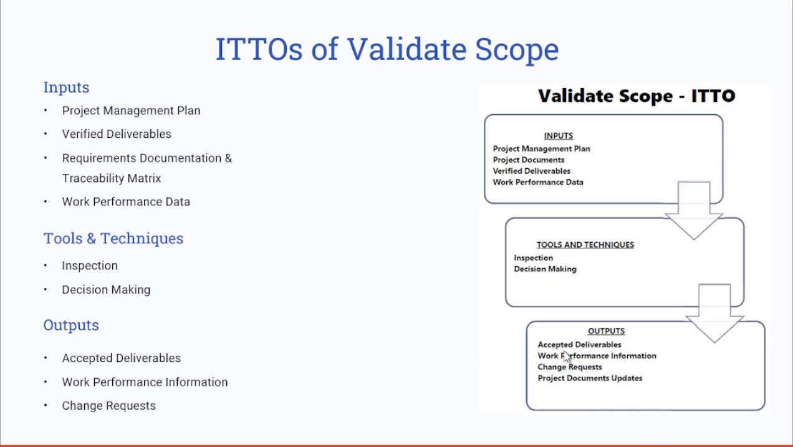As you can see here, we have the accepted deliverables as one of the outputs, while the verified deliverables are in the inputs, and the outputs here are the deliverables accepted by the stakeholders after inspection of these verified deliverables.